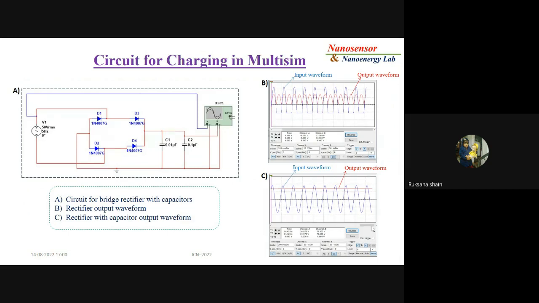I did it in theoretical format first. After that, I did it in practical format also. So this is the circuit for charging in Multisim simulation. Figure A shows a bridge rectifier with the capacitors, figure B shows the rectifier output waveform, and figure C shows the rectifier with the capacitor output waveforms.